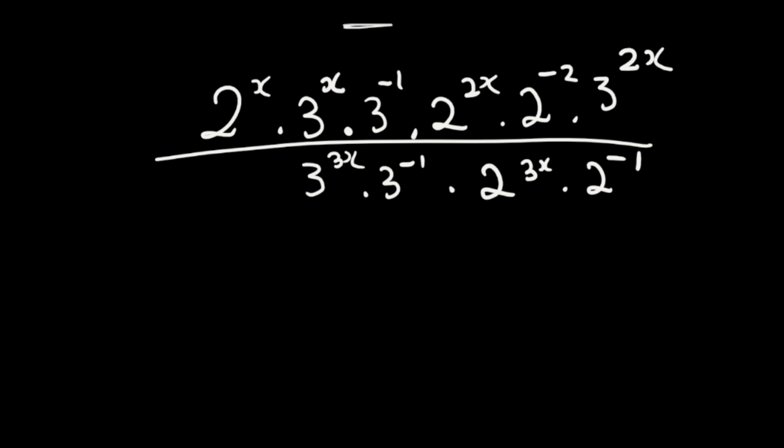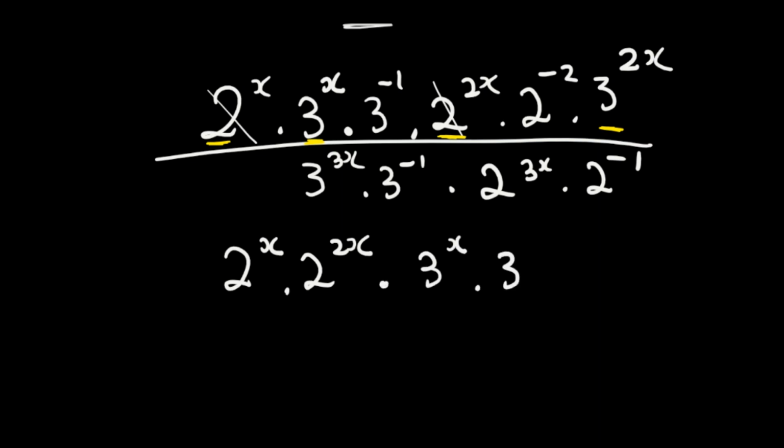Let's continue. So now, what we have is this 3x here, which we can add with this one. What do I mean by add? We're adding the exponents, right? So these are the same bases, we add exponents, and yeah, let's do that. And even these 2 here, we're going to add its exponent with this one, because they share the same base. It's going to be 2 to the power of x multiplied by 2 to the power of 2x, right? So I'm done with these. Just going to mark them out. And then multiplied by 3 to the power of x multiplied by 3 to the power of 2x.